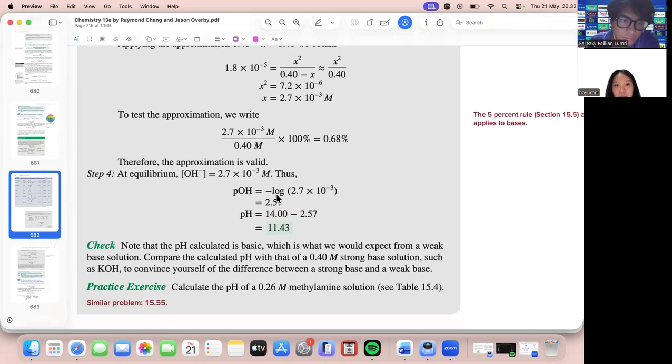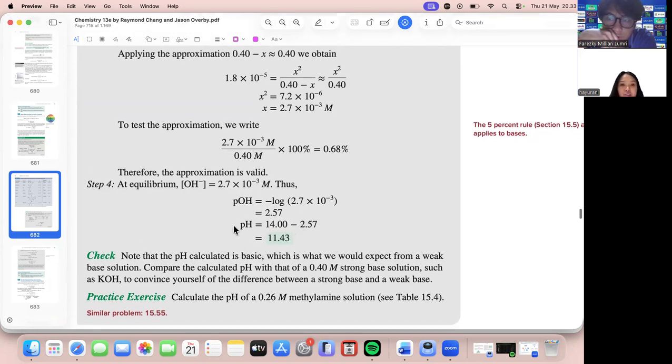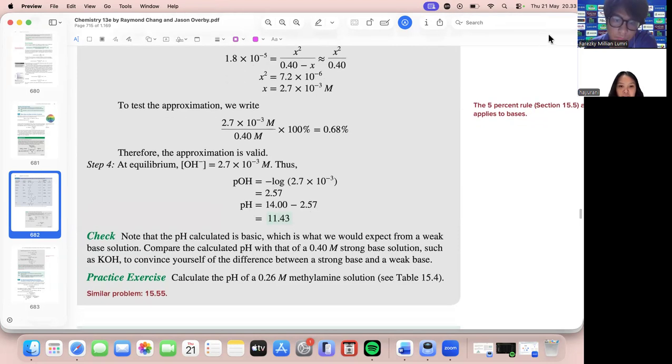Then we can find the pOH, using the minus log formula, and we input the OH minus in here. The result that we got is 2.57. Lastly, we need to find the pH for this problem. The formula is pH plus pOH equals 14. But in this case, we got the pOH first and don't have the pH yet. So to find the pH, we use the pOH and the 14, and we subtract it to become 11.43, and that is basic.